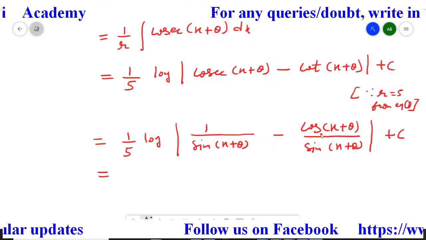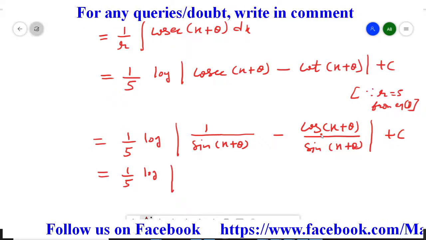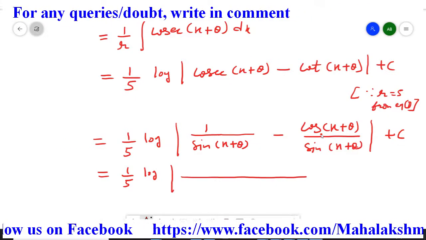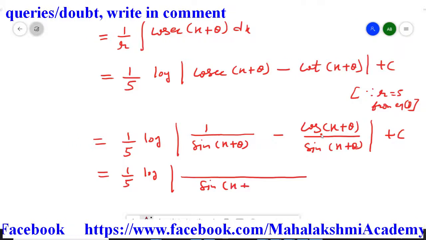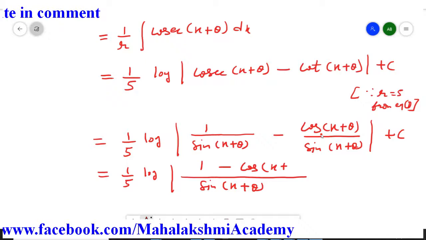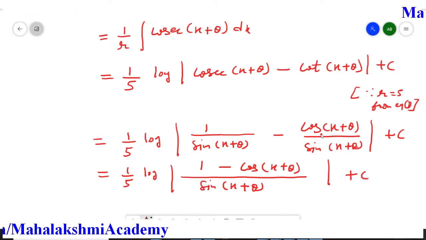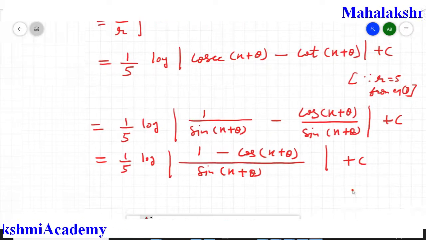Now we will take the LCM inside. So 1 upon 5 as it is, log as it is, mod. When we take the LCM, the LCM is going to be sin x plus theta, and here we will get 1 minus cos x plus theta, then mod plus c. Now here we are going to use the formulas.